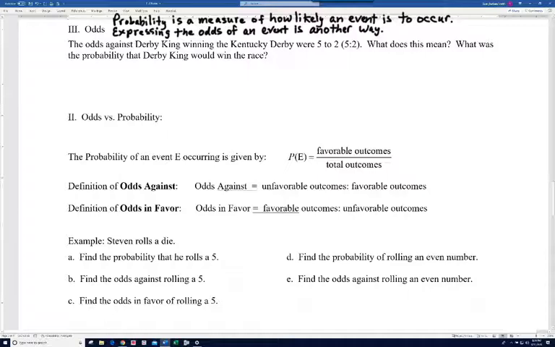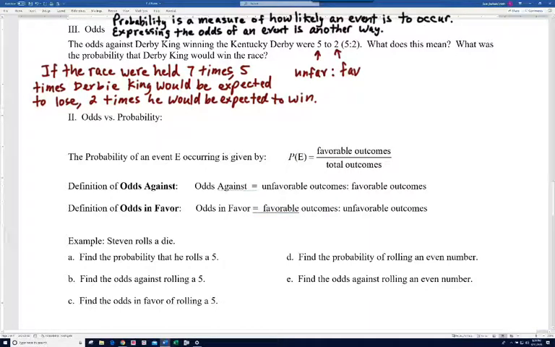All right, so what we have here is a ratio of unfavorable to favorable outcomes. In fact, the way I would explain this is if the race were held 7 times, 5 times Derby King would be expected to lose, 2 times he would be expected to win. So those aren't the best of odds, although for horses, those are actually good odds. So here's the thing, you have 5 unfavorable outcomes and 2 favorable.